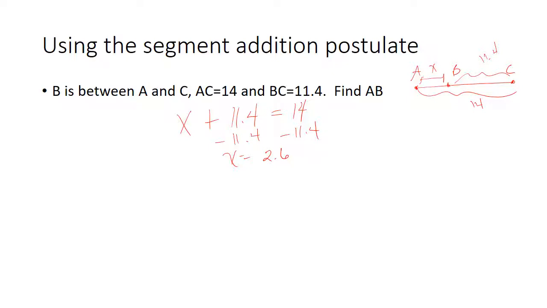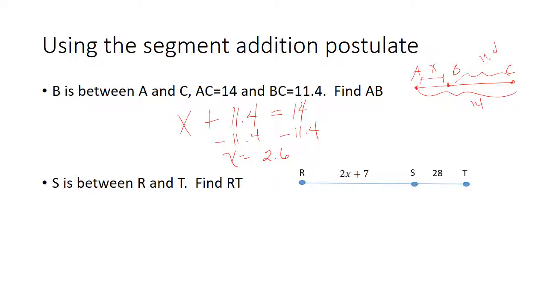Right, so AB is 2.6. So let's do another one. S is between R and T. We're going to find RT. So here's my line. Here's my R, my S, and my T. What I noticed when I pull this up is that I am missing some information from here.